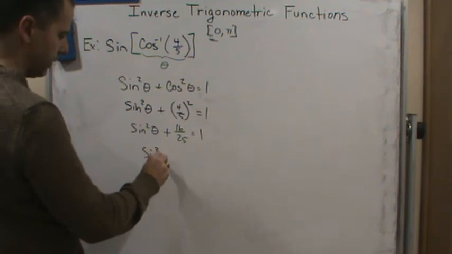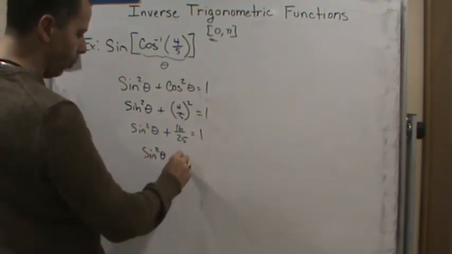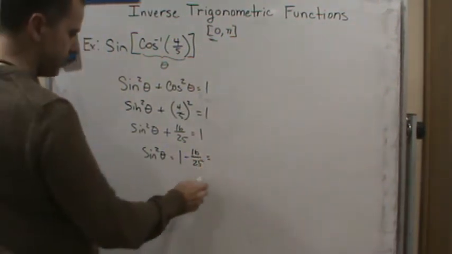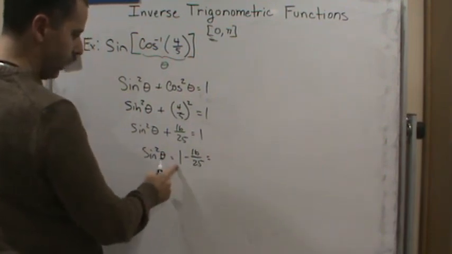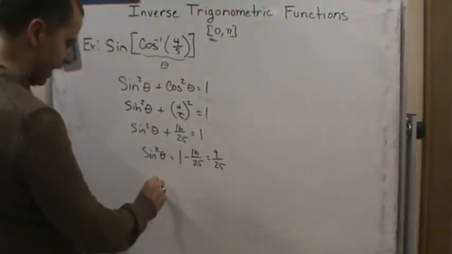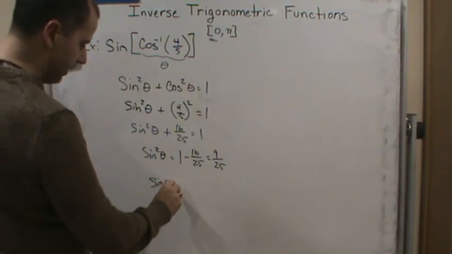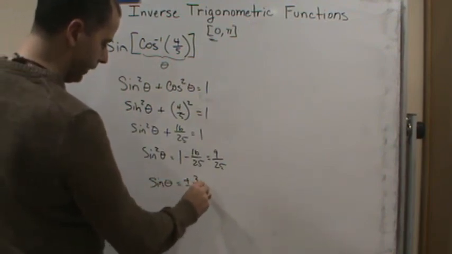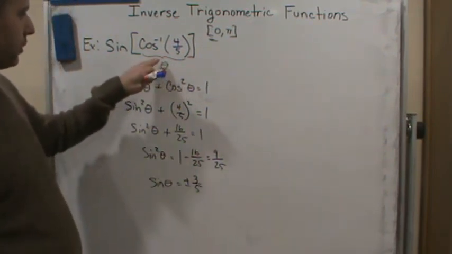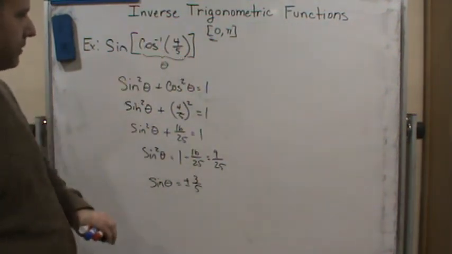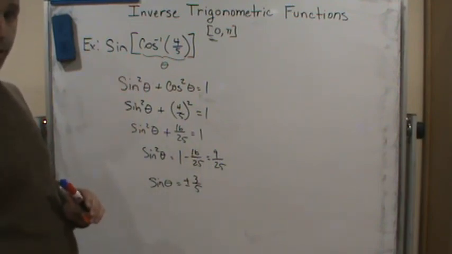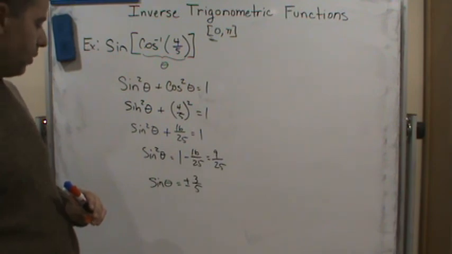And so I get sine squared theta equals 1 minus 16/25, which is equal to what? Well, this is going to be 9/25. And now if I take the square root of both sides, I get sine theta equals plus or minus 3/5. And again, it can't be negative because I'm in the first quadrant, because cosine is giving me a positive value, and cosine is only positive in the first and fourth quadrant. Okay? And so therefore, again, I get the same answer.